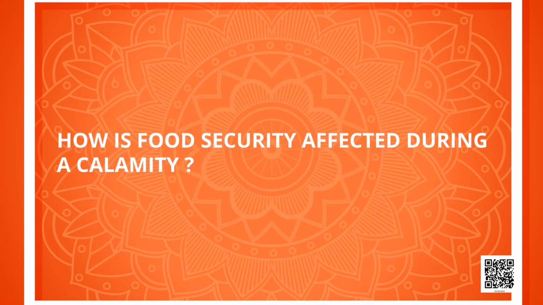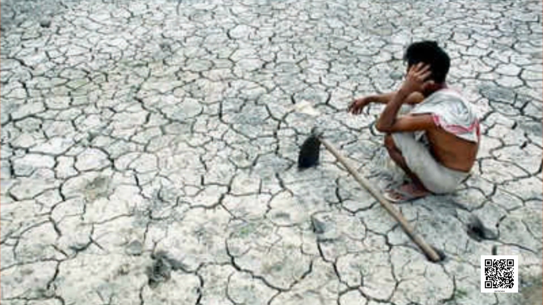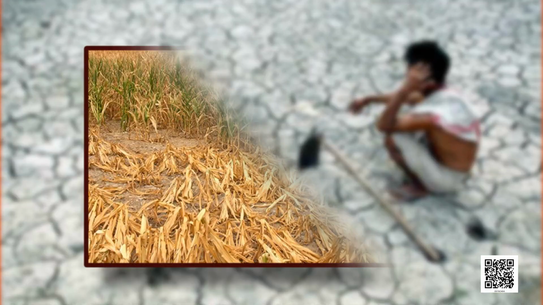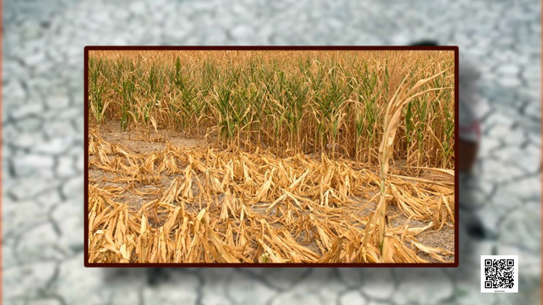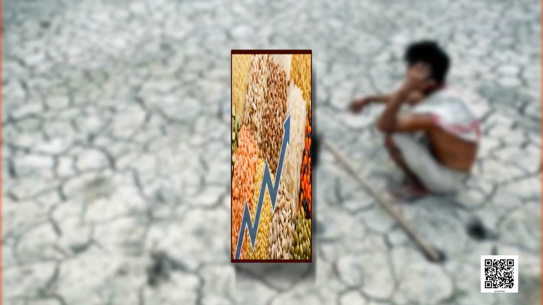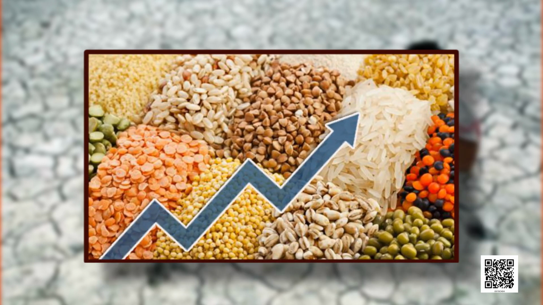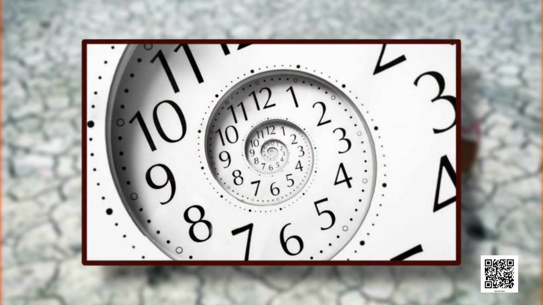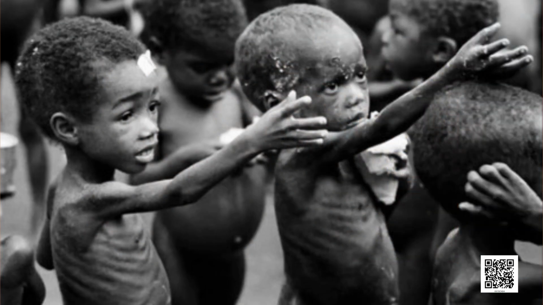Now, how is food security affected during a calamity? Due to a natural calamity, say drought, total production of food grains decreases. It creates a shortage of food in the affected areas. Due to shortage of food, the prices go up. At the high prices, some people cannot afford to buy food. If such calamity happens in a very widespread area or is stretched over a longer time period, it may cause a situation of starvation. A massive starvation might take a turn of a famine.